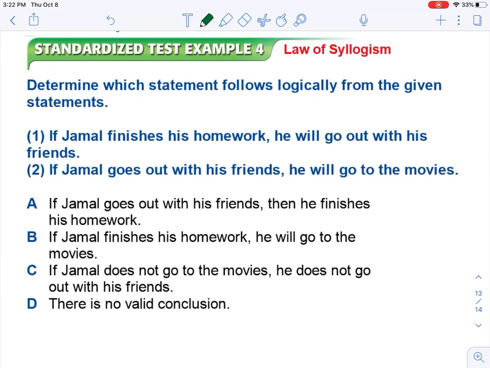So, to determine which statement flows logically from the given statements, first of all, we have, if Jamal finishes his homework, he will go out with his friends. Secondly, if Jamal goes out with his friends, he will go to the movies. So, we need to check, does our first conclusion match up with our first hypothesis? Indeed it does, which means we can use the law of syllogism and say that if Jamal finishes his homework, he will go to the movies. That would be the law of syllogism.